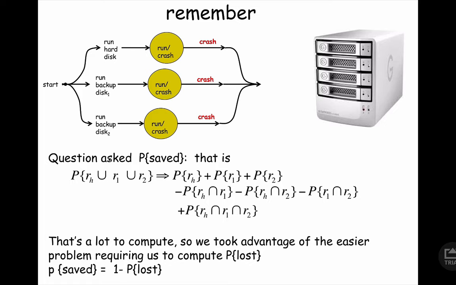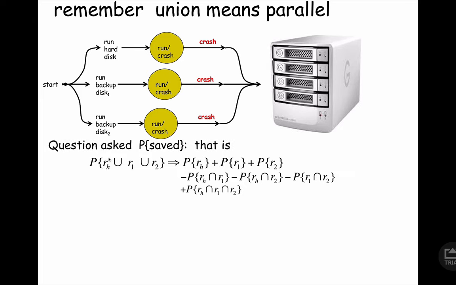Before, instead of doing it directly this way, we computed the probability of information loss and subtracted that from one to get the same expression. But this is absolutely the direct expression for the probability of information being saved. So I'm going to rewrite that. Any questions before we continue? No questions? All right.